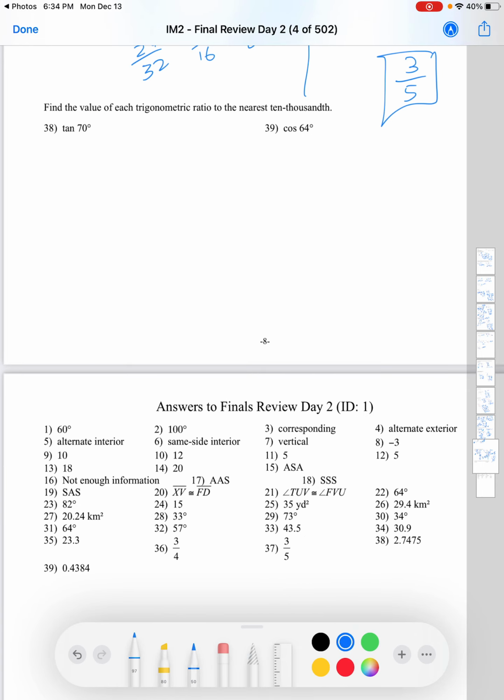38 and 39, you're simply putting those in your calculator. Tan 70 is going to give you 2.7475. Cosine 64, type it in, you get 0.4384. That's it.